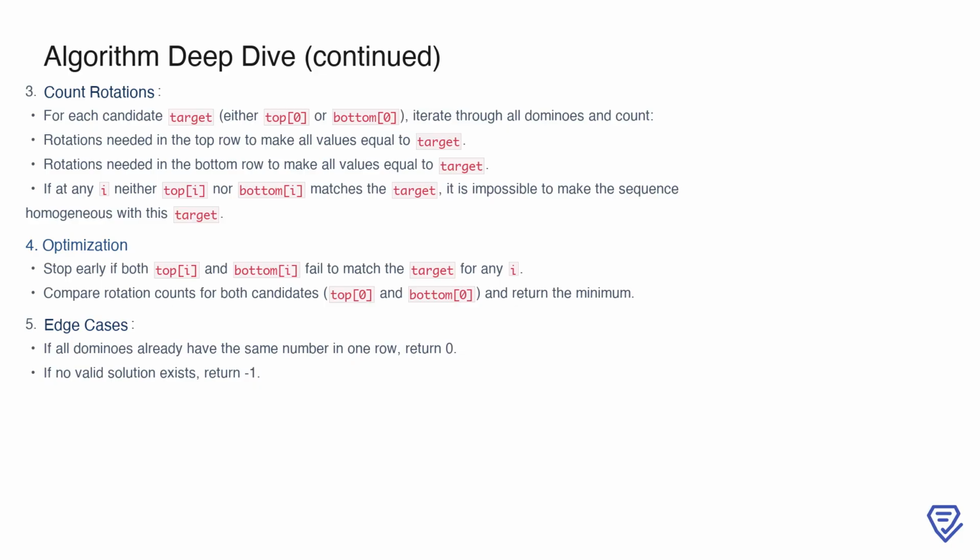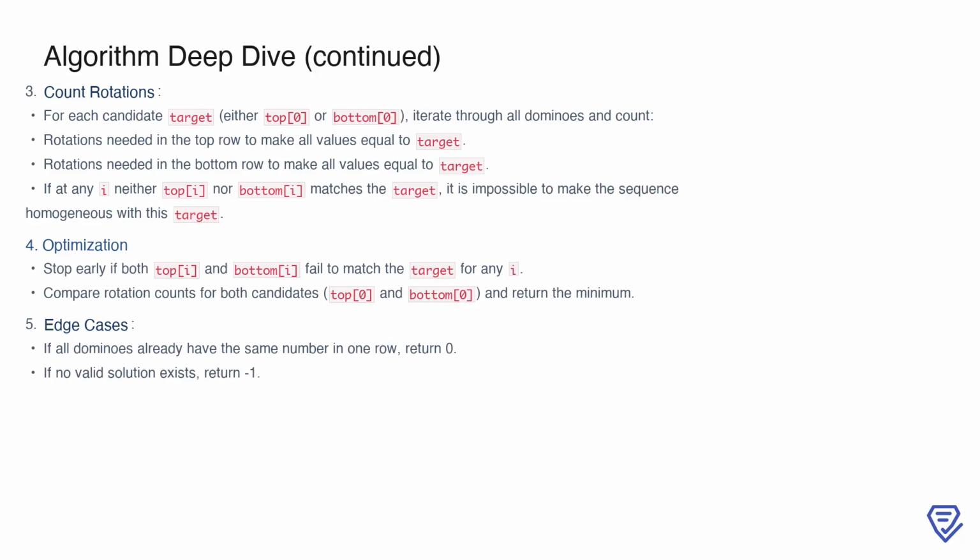However, if at any index both tops[i] and bottoms[i] fail to match the target, it becomes impossible to make the sequence homogeneous with that target, and we can discard it immediately. This optimization allows us to stop early and avoid unnecessary computations. Once we've processed all the dominoes for both candidates, tops[0] and bottoms[0], we simply compare the rotation counts and return the minimum. Additionally, there are a couple of edge cases to handle. If all dominoes already have the same number in one row, the result is 0 as no rotations are needed.